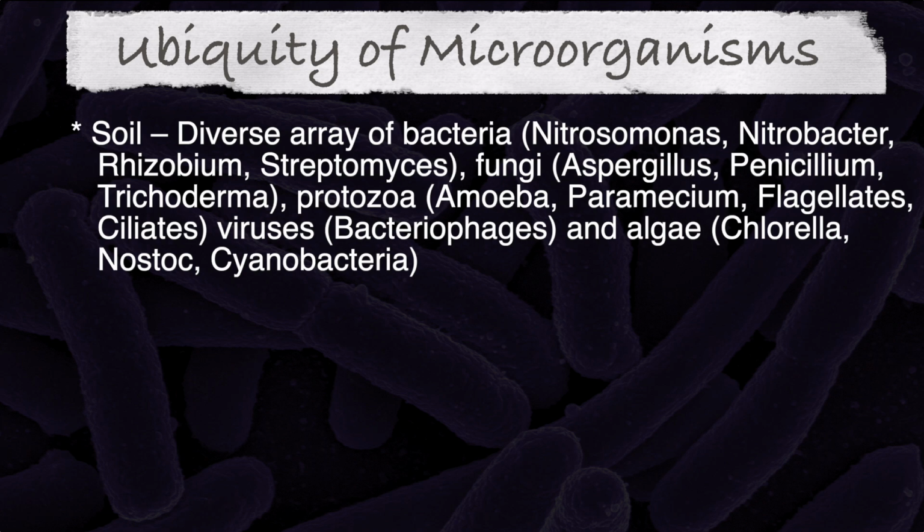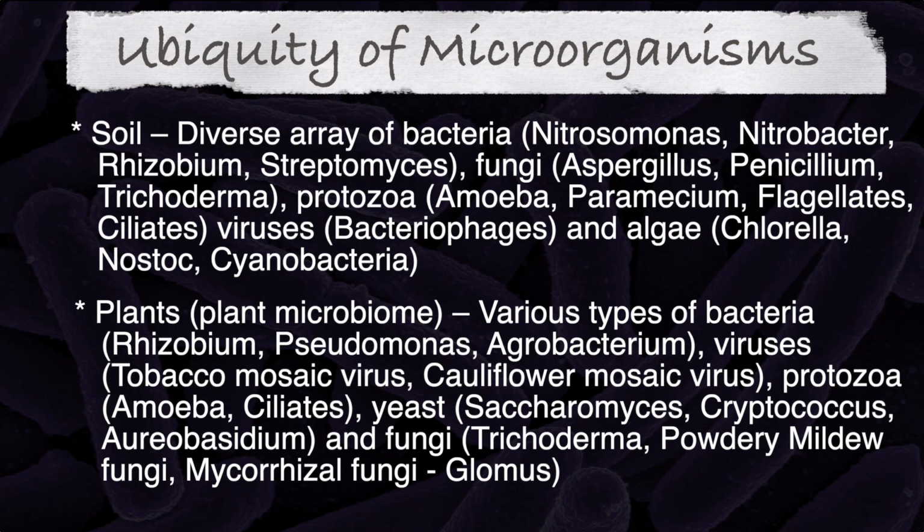In the soil, we find bacteria like Streptomyces, fungi like Aspergillus, protozoa like amoebas and parameciums, viruses like bacteriophages, and algae like cyanobacteria. In plants, we find bacteria such as Pseudomonas, viruses like tobacco mosaic virus, protozoa like amoeba, yeast like Saccharomyces, and fungi like powdery mildew fungi.